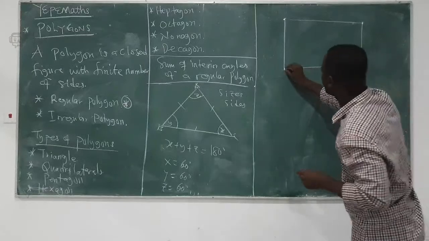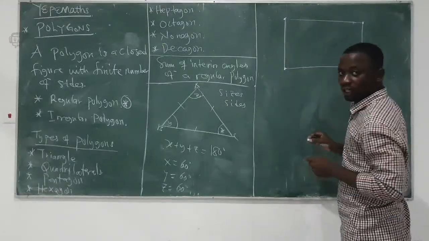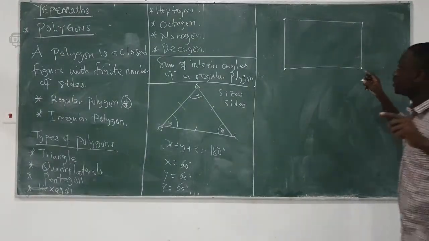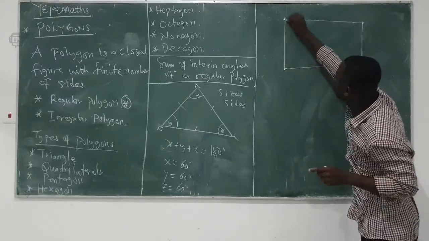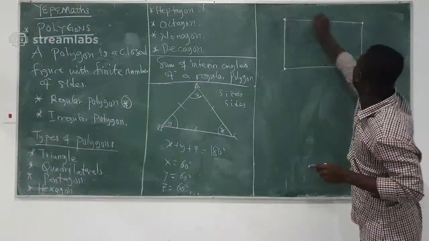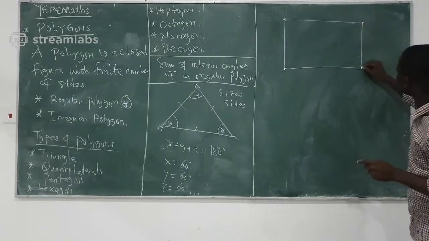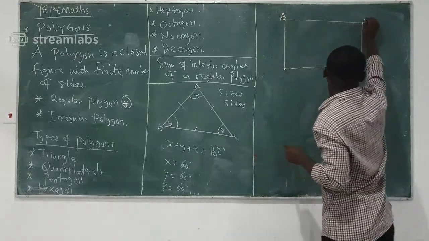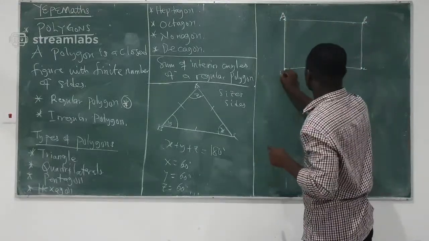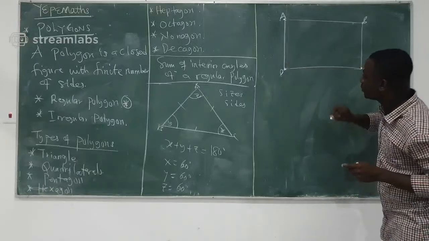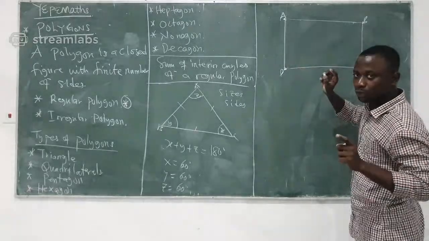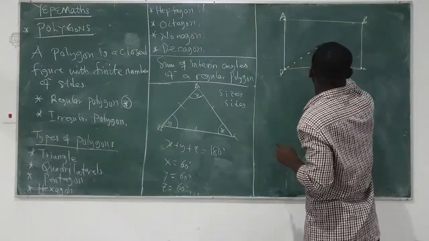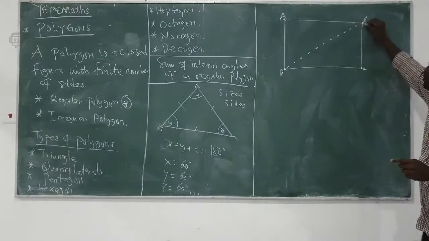So if I choose this one, from here I draw a line to touch any of the other vertices. From here to here we have a line drawn. From here to here we have a line drawn. From here to here we have another line. So these are the line segments we made mention of. So if I choose this common vertex here, the only line I can draw to touch any other vertex is to move from here to this vertex.